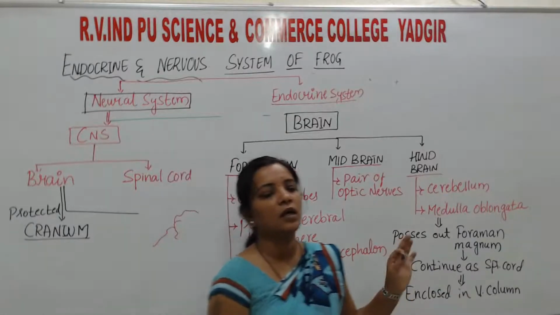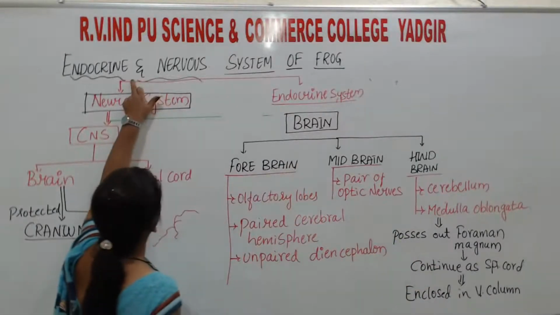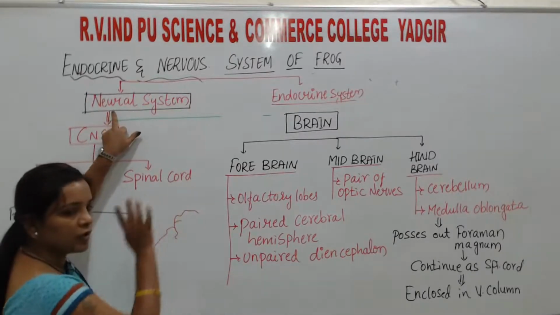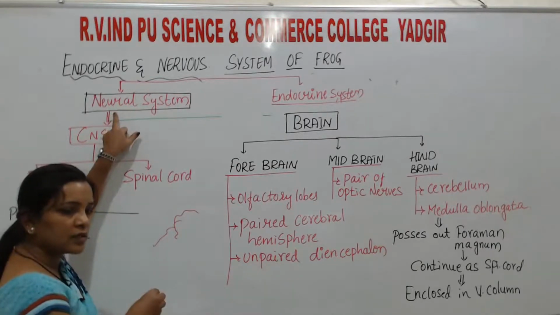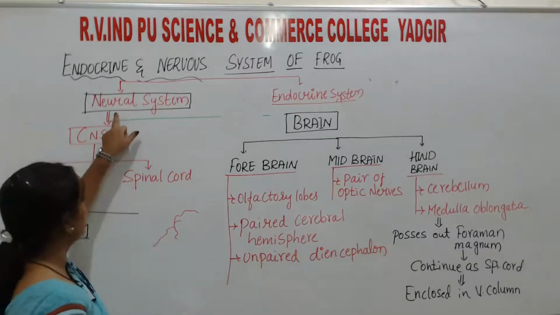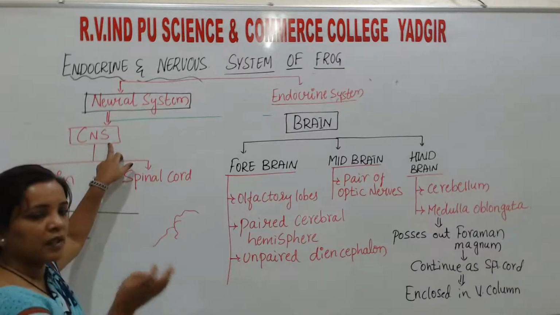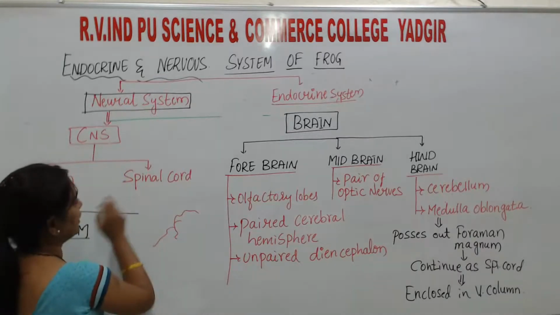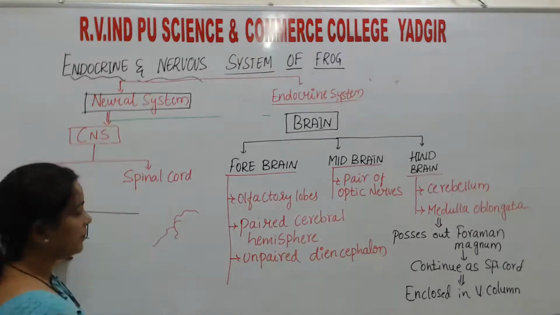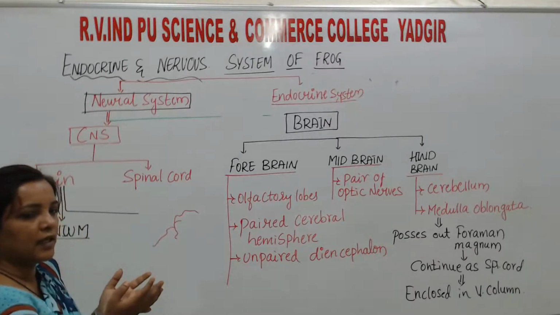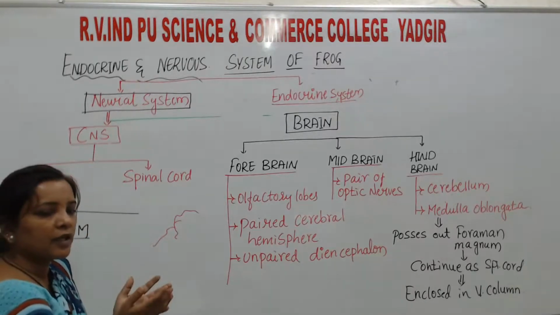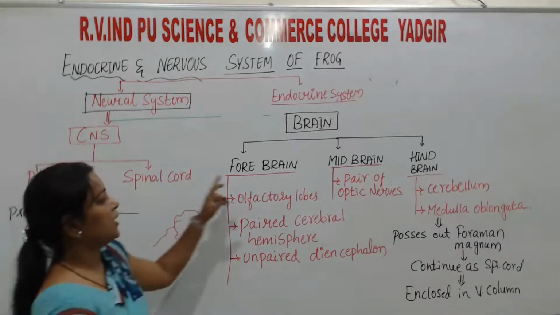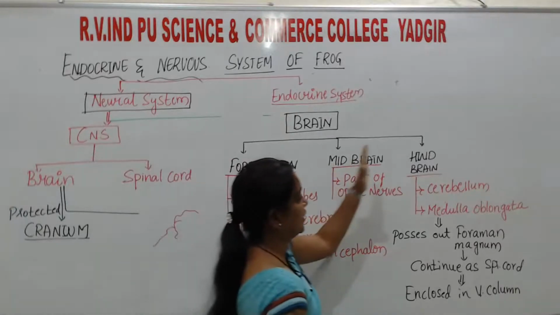So this is about the endocrine and nervous system. It has the nervous system and the endocrine system also. In the endocrine system, all the glands are present, whereas the neural system has CNS, PNS, ANS. In the CNS, brain and spinal cord are present. The brain is well protected in the head region by the bony structure called cranium, and the brain is divided into forebrain, midbrain and hindbrain.